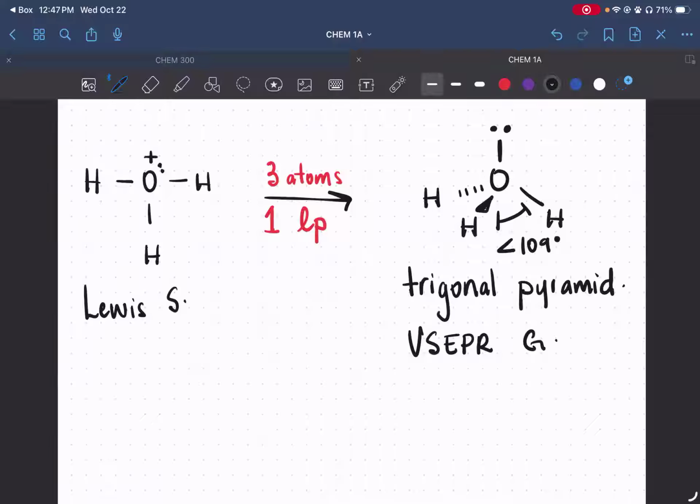Yet again, it was not up to us to decide specifically what's on wedge, dash, or line. The template tells us exactly. So as long as you've identified the VSEPR correctly, it's just a matter of matching it. Don't forget that we do need to include that positive charge on the oxygen.